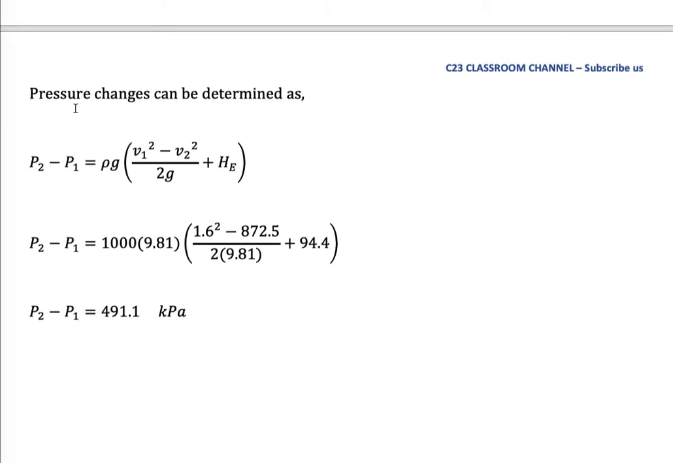Then we could calculate the pressure change by using this equation. We bring the rho g from the left to the right side because we want to calculate the pressure only, not the pressure head. If we calculate P over rho g, that is the pressure head, so the answer must be in meters. The question asks us to calculate pressure, so the unit must be in Pascal or kilopascal. Then we substitute the values of V1 square and V2 square and solve this equation. We found that the pressure change P2 minus P1 is equal to 491.1 kilopascal.